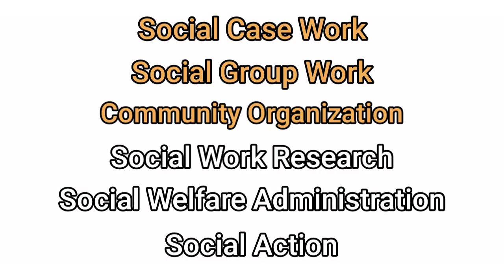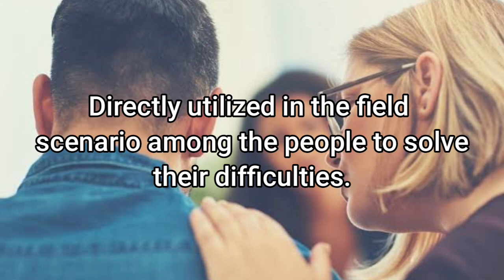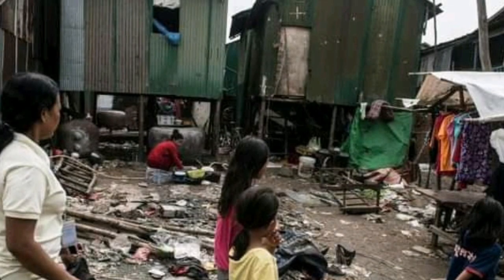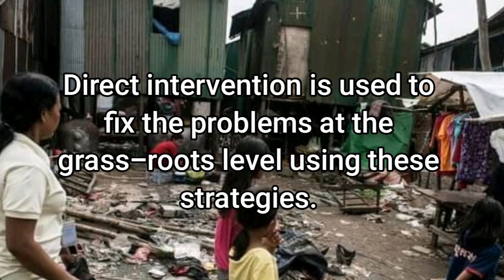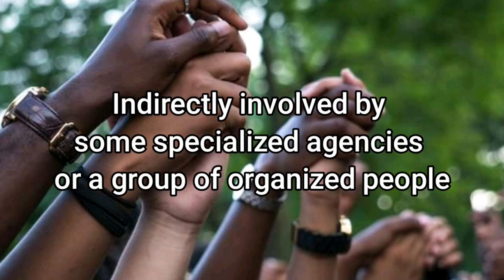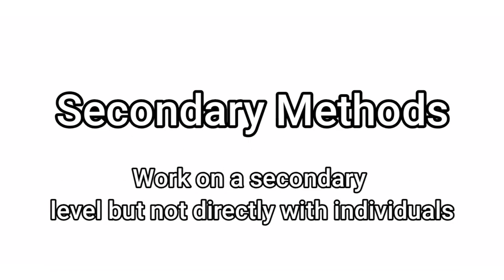The primary or direct methods are the first three of the methods listed above. In the sense that they are directly utilized in the field scenario among the people to solve their difficulties, these are direct and primary. The social worker's direct intervention is used to fix the problems at the grassroots level using these strategies. Because they are indirectly involved by some specialized agencies or a group of organized people, the last three are known as secondary or indirect approaches. These methods, unlike primary methods, usually work on a secondary level, but not directly with individuals.